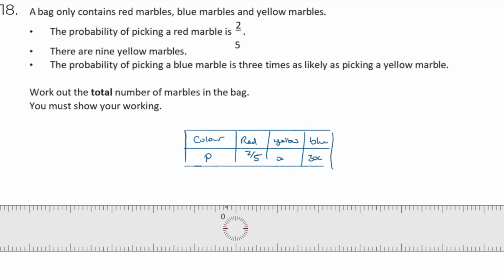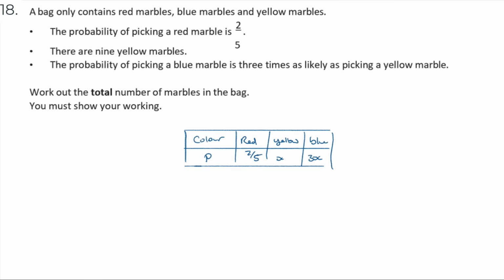Now, with probability, all of those need to add up to 1, don't they? So my 2/5 plus my x plus my 3x needs to be equal to 1 because of the law of completion. So x plus 3x is 4x. If I take 2/5 away from both sides, I get 4x equals 3/5 on the other side, since 1 minus 2/5 is 3/5. Dividing both sides by 4, I end up with x equals 3 over 20. That means the probability of getting the yellow one is 3 out of 20, and blue is 9 out of 20.